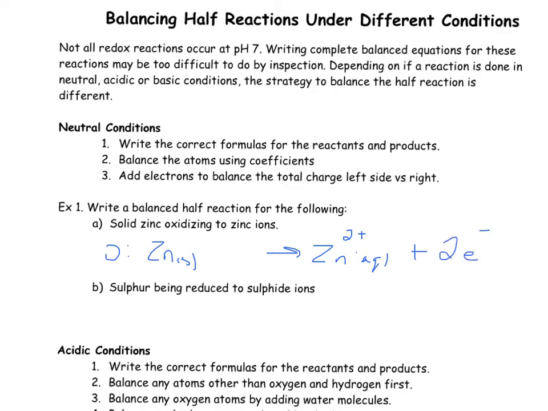Another way to figure out that 2 electrons are needed is by looking at the charge differences. The charges on the left side and the right side need to be the same. Here I have a net charge of 0, and on the right side I have a 2+ and 2 1-'s. That also equals 0.